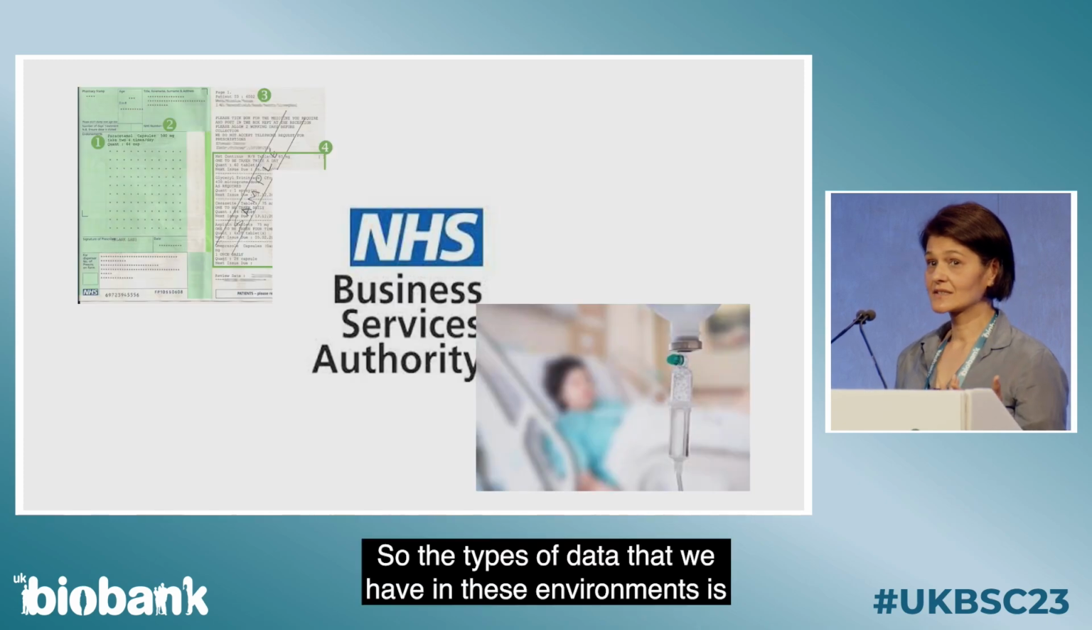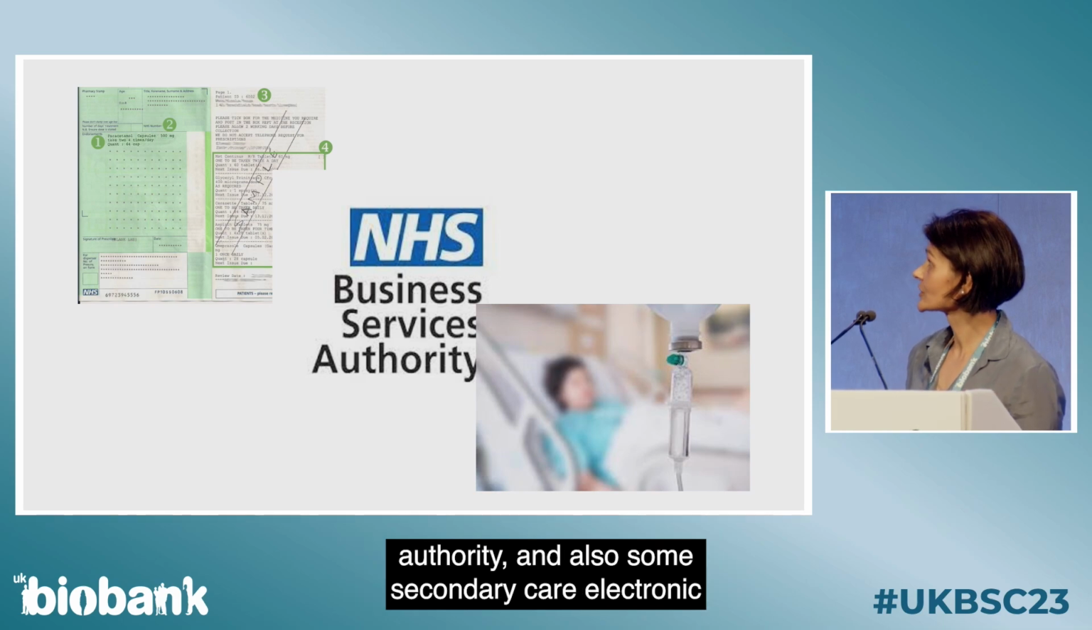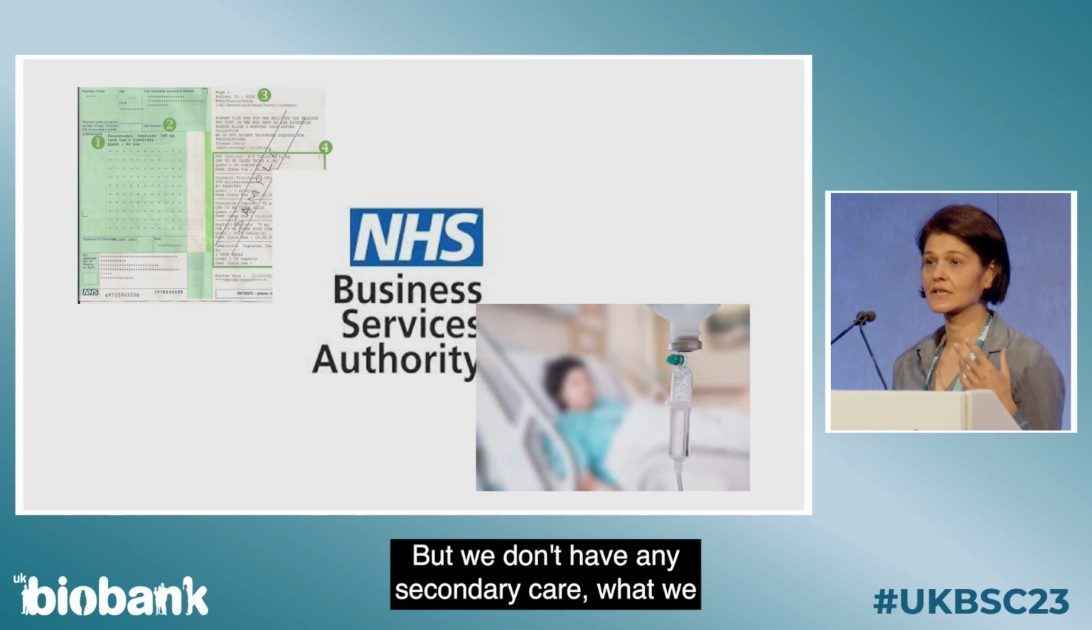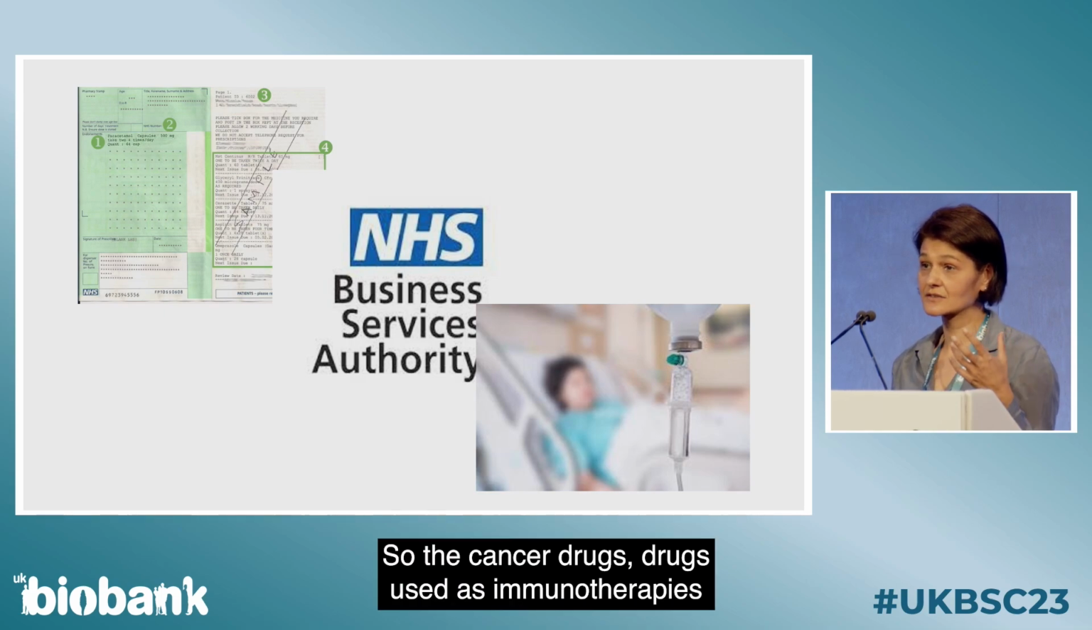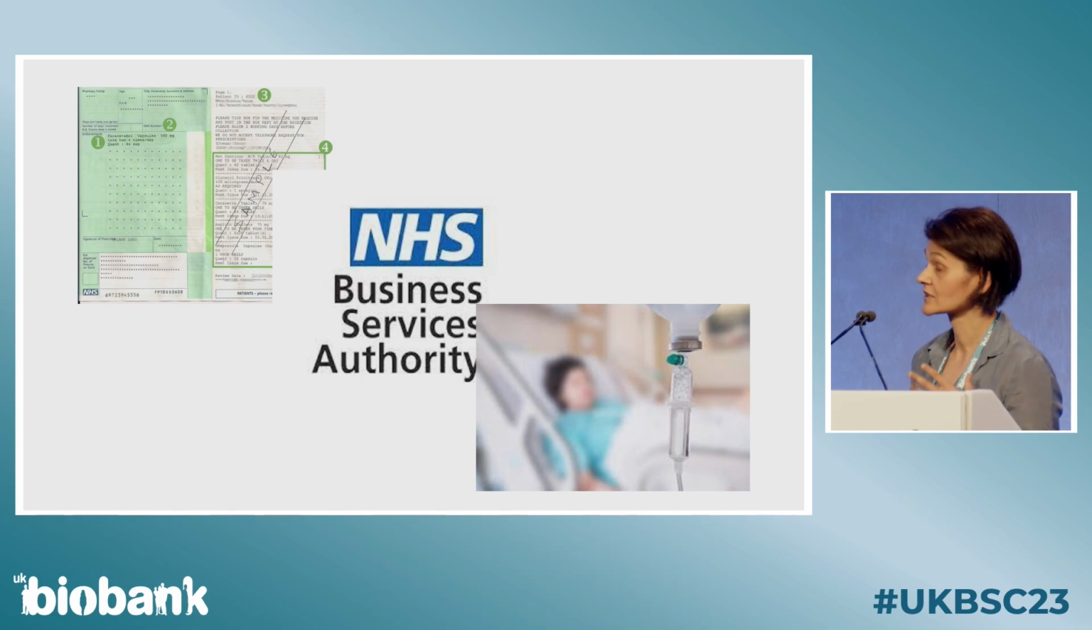So the types of data that we have in these environments is primary care dispensing, which is serviced by the NHS BSA Authority, and also some secondary care electronic inpatient hospital prescribing. But we don't have any secondary care, what we call high-cost drugs, so the cancer drugs, drugs used as immunotherapies for rheumatoid conditions and so forth. So we don't have any of those drugs, so actually that is still missing.